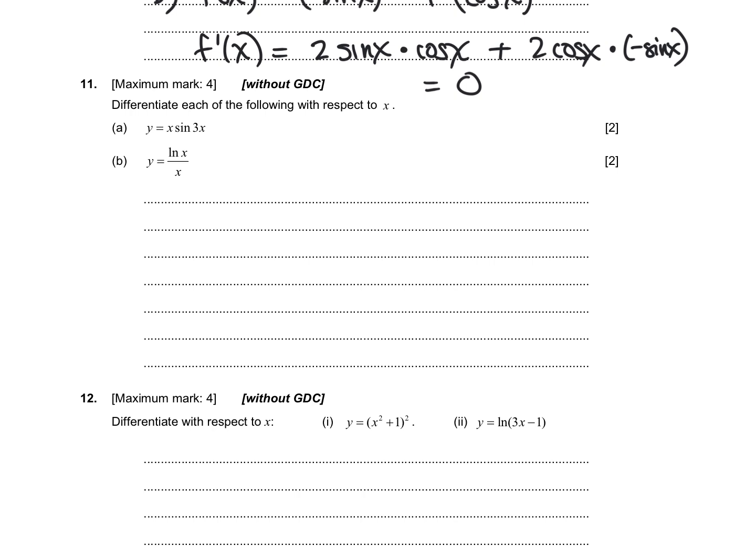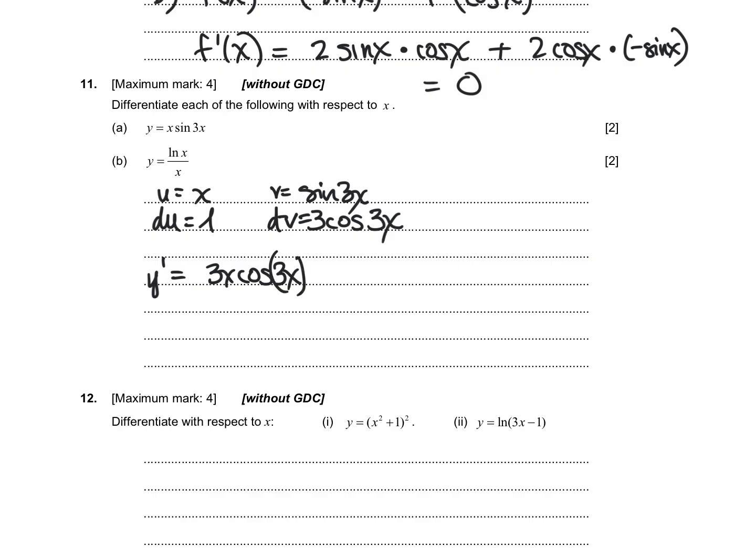All right, so now for 11, we've got product rule with some chain rule. So we're going to have u is x and v is sine 3x, du is 1, dv is cosine 3x times 3 by chain rule. So we're going to have y prime is u dv, so 3x cosine 3x, plus v du, which is just sine 3x.